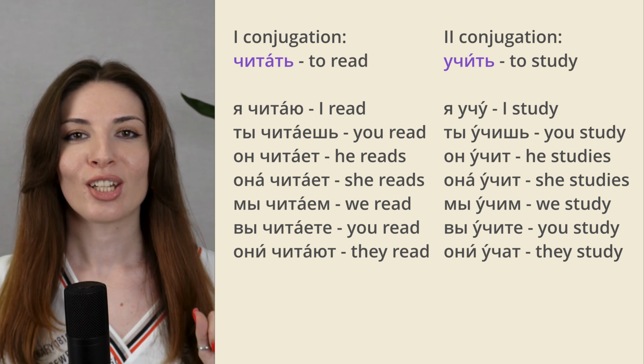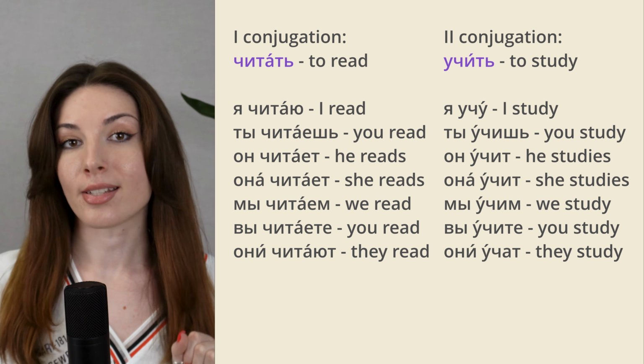But actually, you need to know it only when you write something in Russian. When you speak, they all sound kind of the same. So if you don't want to make it more difficult for now as it is, you can just forget this information. But anyway, let's look at 2 conjugations, at 2 forms that we can have. Let's take 2 verbs. Читать for first conjugation and учить for second.